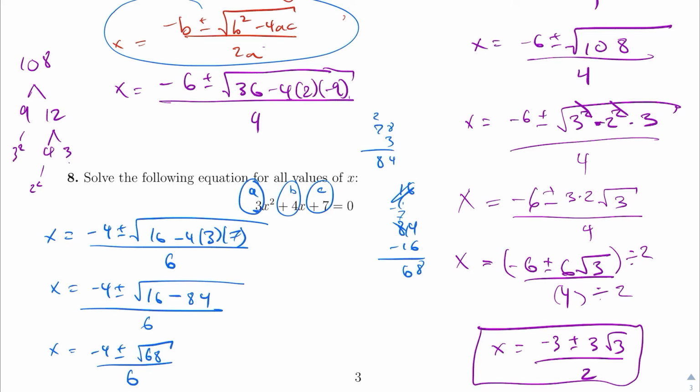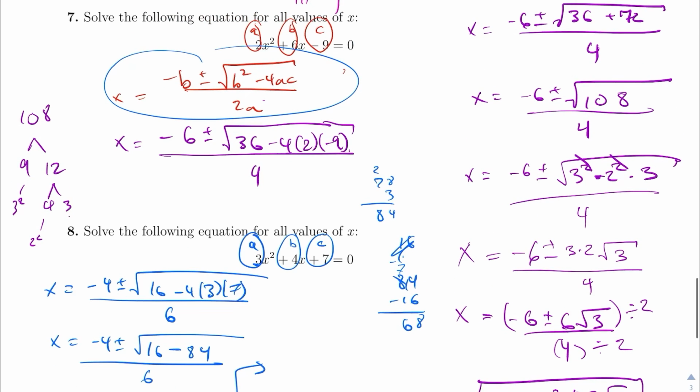But I forgot, it's actually negative 68. Sorry about that. And now we have to break 68 down. So I'll do that wherever I have room. 68 breaks down into, let's see, 2 and 34. 34 breaks down into 2 and 17. And so we get x is equal to negative 4 plus or minus the square root of, I'm going to break this negative off, negative 1, times 2 squared times 17 all over 6.